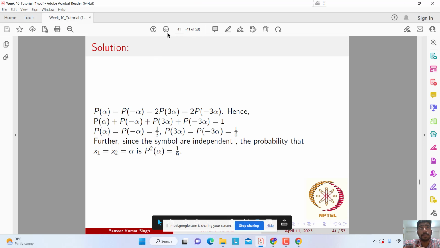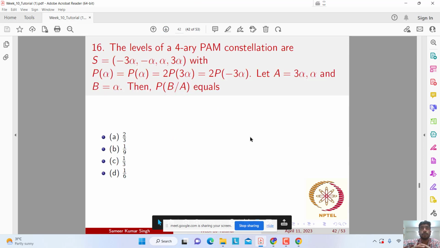Can we go for the next? Okay. Question number 16. This is also correlated to the previous one. The level four PAM constellation is given with its probabilities. Let A equal 3 alpha and B equal alpha. Then the probability of B when A is given. Yeah, it's just an extended question.